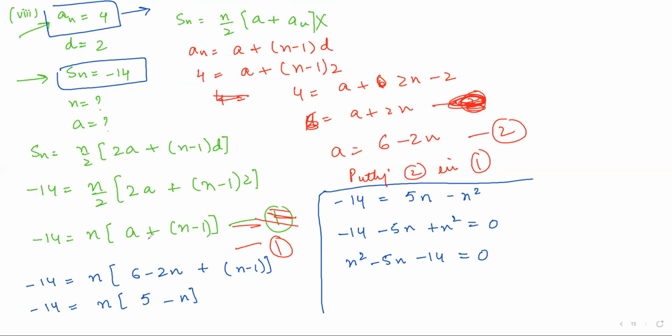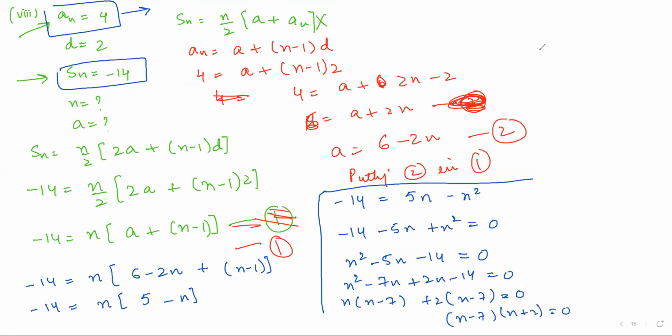Okay, ma'am. Now just solve it for n. Do prime factorization of 14: 7 into 2, right? So n square minus 7n plus 2n minus 14 is equal to 0, right? So n into n minus 7 plus 2 into n minus 7 is equal to 0. So I have n minus 7 into n plus 2 is equal to 0, right? So that means n is equal to 7 and n is equal to minus 2. Again, this value will be rejected because the number of terms cannot be negative, right? Yes, ma'am. n is equal to 7 only. So I have got n.